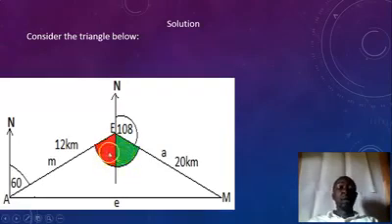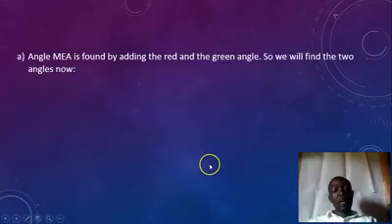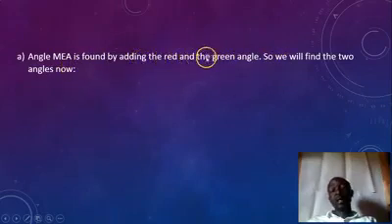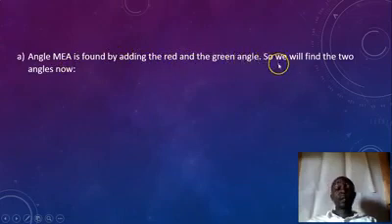So these two are going to help us to find the angle. Angle MEA is found by adding the red and the green angle. So we will find the two angles below, as we are going to show.